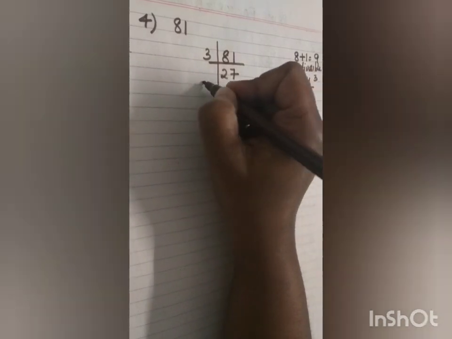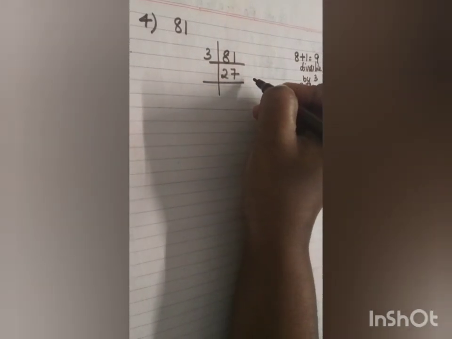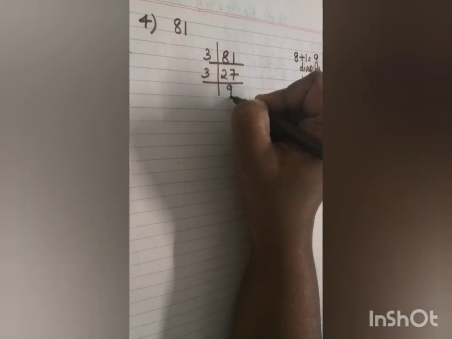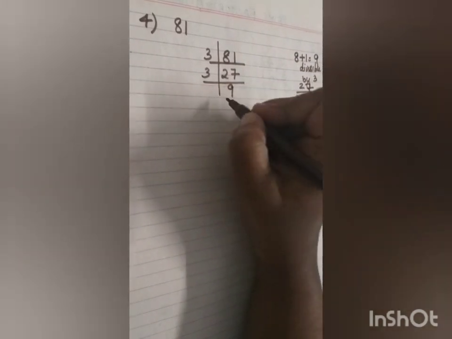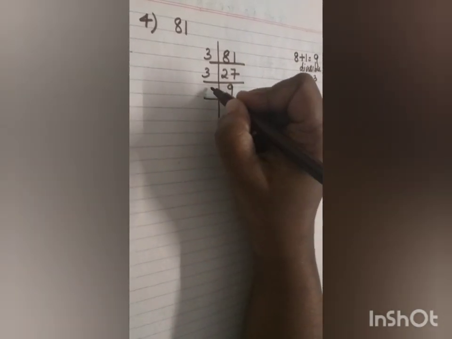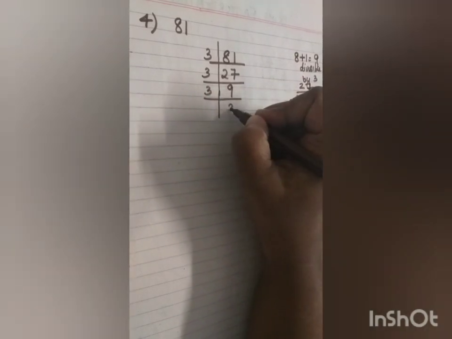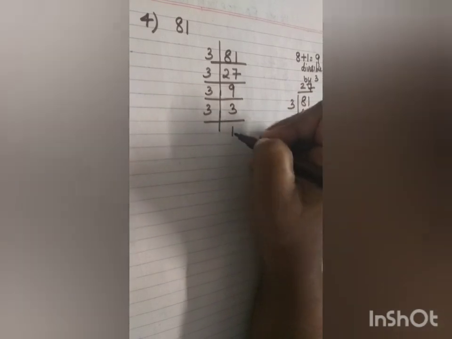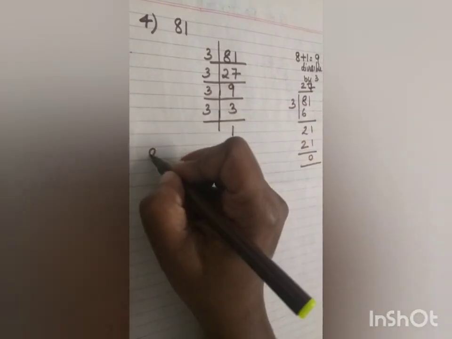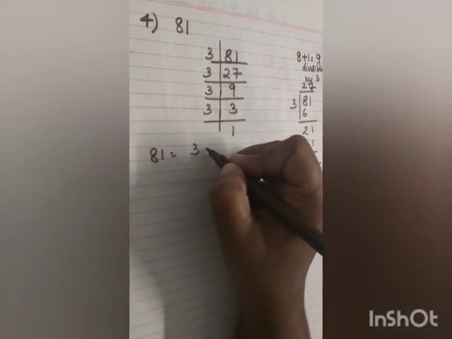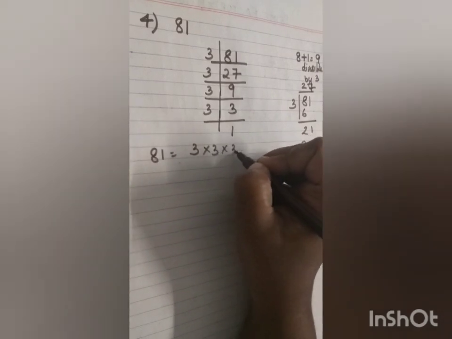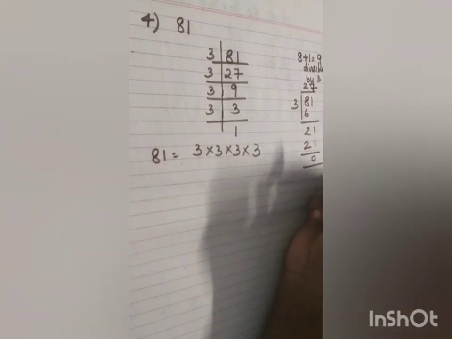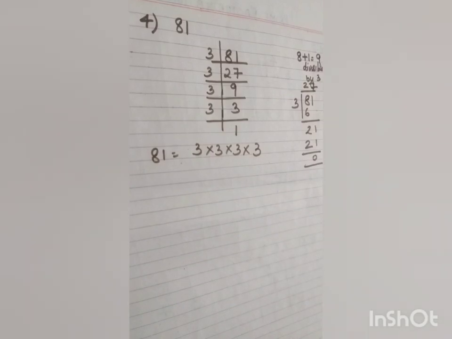Is 27 divisible by 3? Yes. 3 9s are 27. Again 9 is divisible by 3. 3 3s are 9. And then again 3 1s are 3. So therefore 81 can be written as 3 into 3 into 3 into 3. Product of prime numbers.